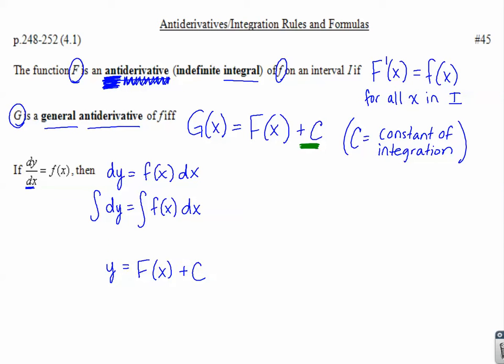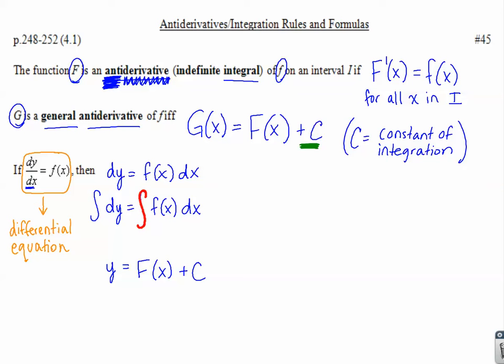So I'm going to define some of these parts for you. First of all, this equation we started with had a derivative in it, so it is called a differential equation. It is an equation that contains a derivative. The symbol that we use for doing the antiderivative is an integral symbol.